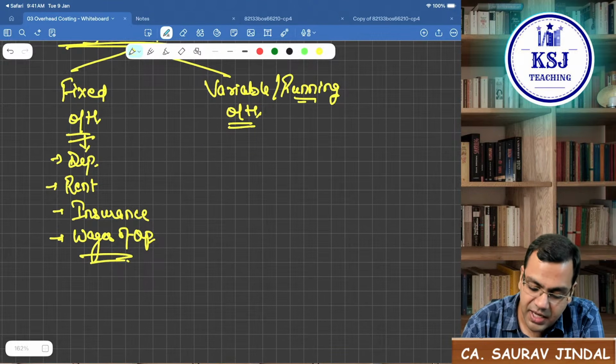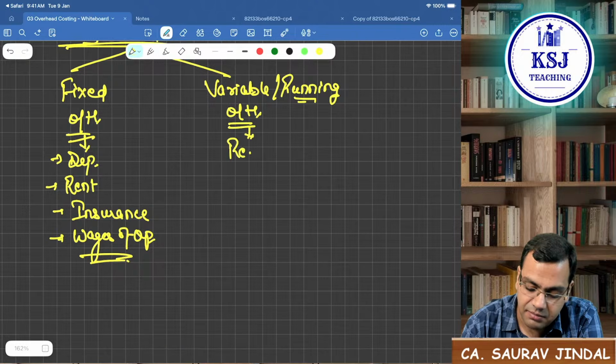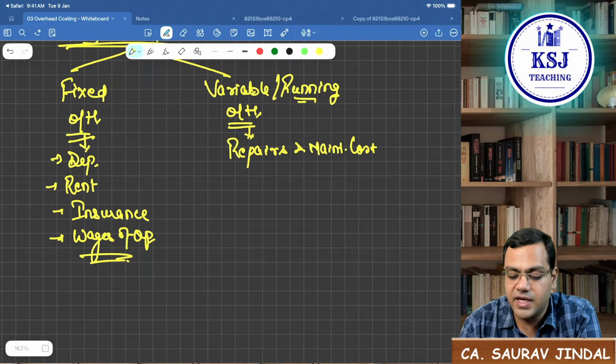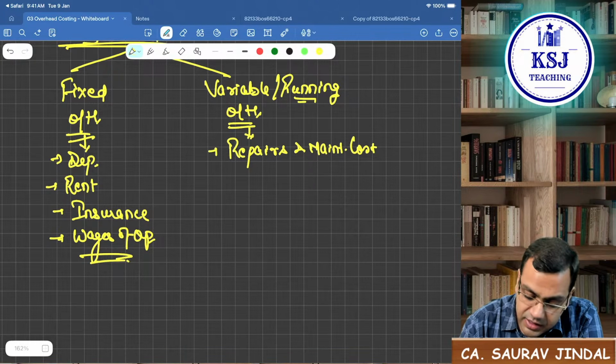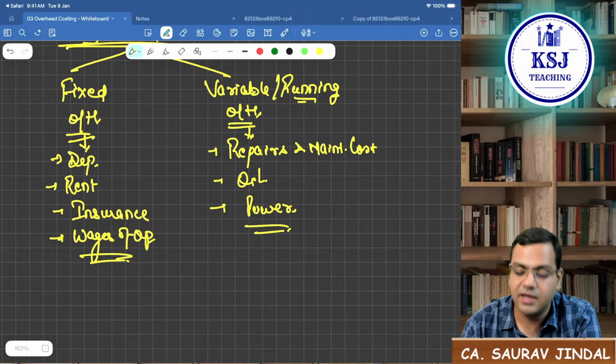Now, variable can be what? Which is dependent upon the running of the machine, like repairs and maintenance cost. That is your variable or running overhead. Consumption of oil, electricity or power cost, all these are running costs.